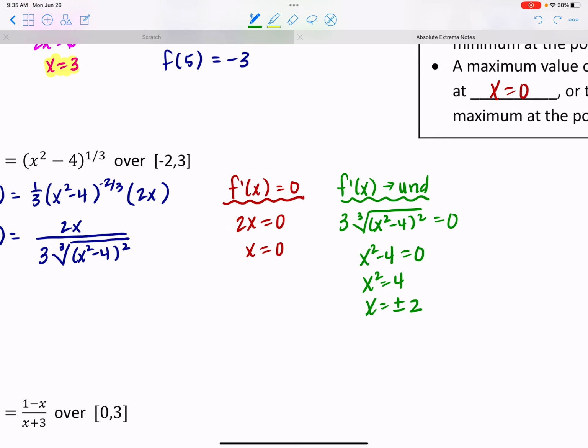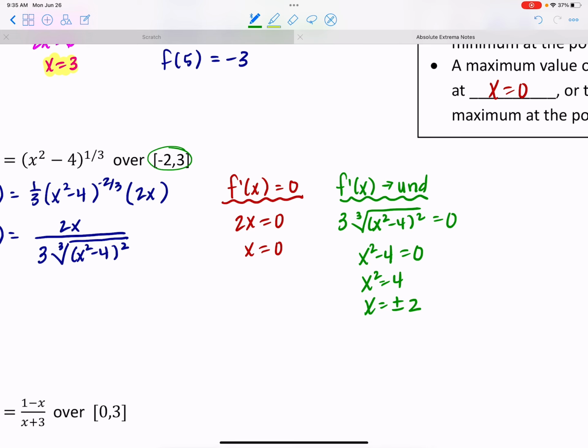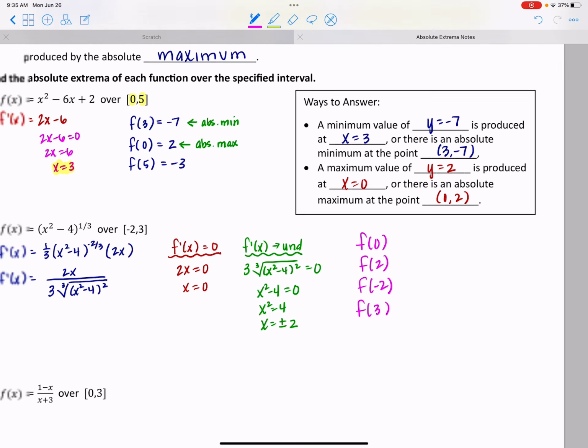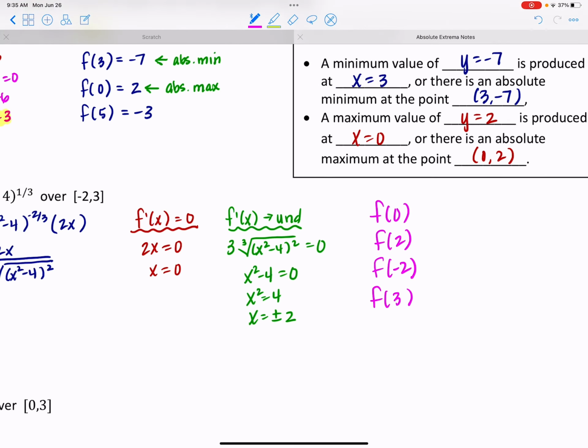Now the 0 and the 2 and the negative 2 are all within this interval, so all of those critical numbers as well as these endpoints have to be plugged into my original function to figure out where our extrema are going to be. So I need to find my function value at 0, at positive 2, at negative 2, so those are my critical numbers, and then at negative 2 and at 3. Well, negative 2 I've already got here, so let's find our function value at 3.